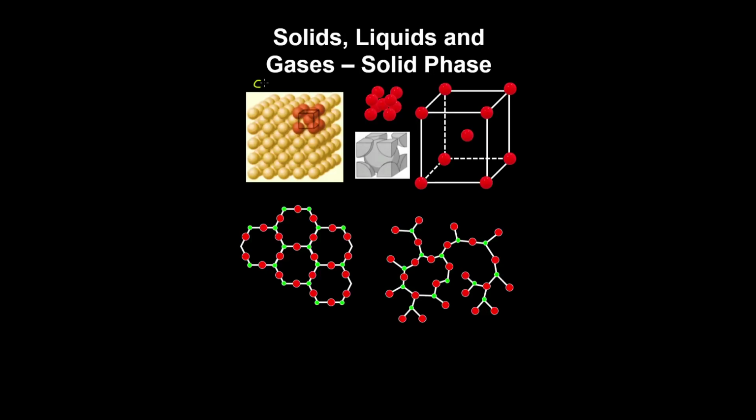Solids can be crystalline, where they are arranged in a repeating three-dimensional structure, or they can be amorphous, where the particles don't have a regular, orderly arrangement. And in both cases, the motion of the individual particles is limited, so they don't undergo overall translation relative to each other. So here is an example of a crystalline solid with a body-centered cubic arrangement.